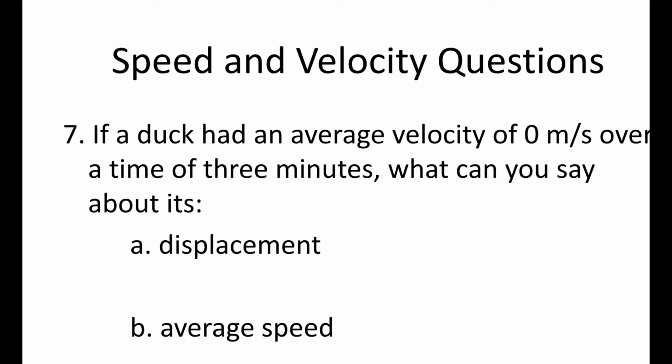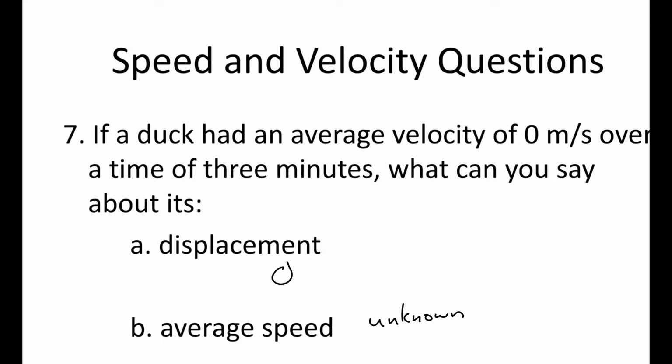This one's got a couple parts here. If a duck had an average speed of 0 meters per second over the time of 3 minutes, what can you say about its displacement? Displacement would be 0. What about its average speed? Unknown. If its displacement is 0, it went around in a circle and came back to the same spot, its average velocity would be 0, but its average speed would be something non-zero. Does that make sense to everybody?